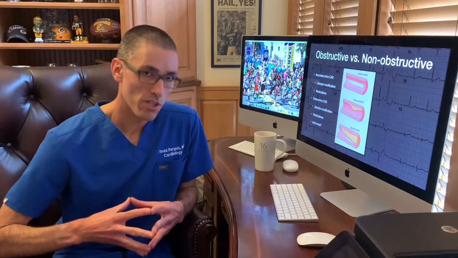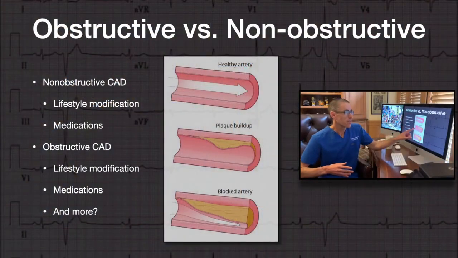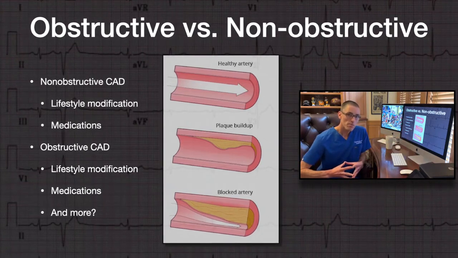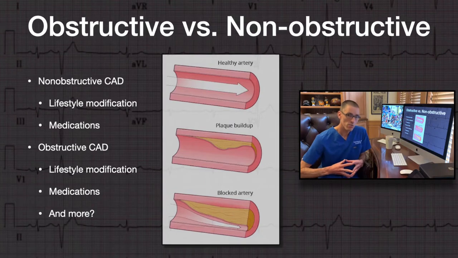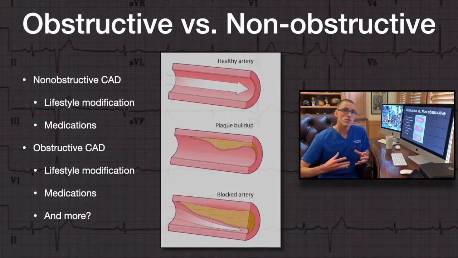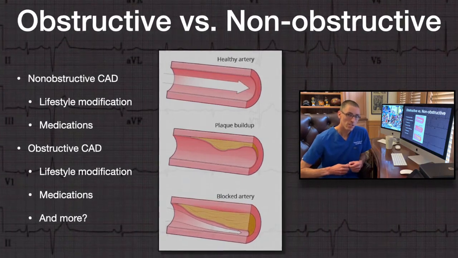But let's first talk about the difference between obstructive versus non-obstructive coronary disease. So in non-obstructive coronary disease, there's just some mild plaque buildup. And while that may not cause any symptoms, it is a marker for increased risk of future cardiovascular events, and so it needs to be treated, usually with a combination of lifestyle modification and medications.